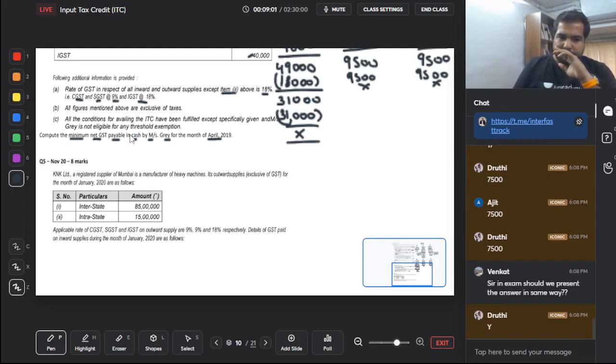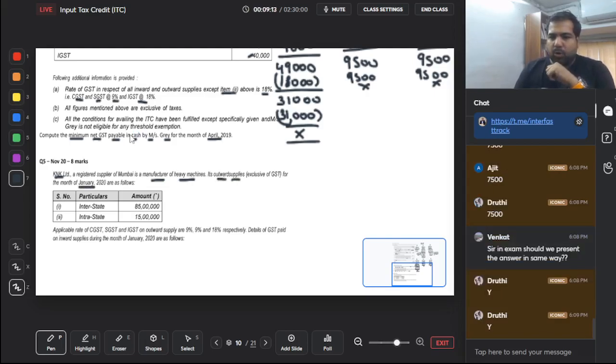Next, K&K, a registered supplier of Mumbai, is a manufacturer of heavy machines. Is the government happy, guys? Yes. For the month of Jan 2020, the outward supplies, means what? Supply leads to liability. We can make the electronic liability ledger. The rate of CGST, SGST and IGST is 9, 9 and 18%. Details of GST paid on inward supplies are as follows. So guys, let's make the electronic ledger.